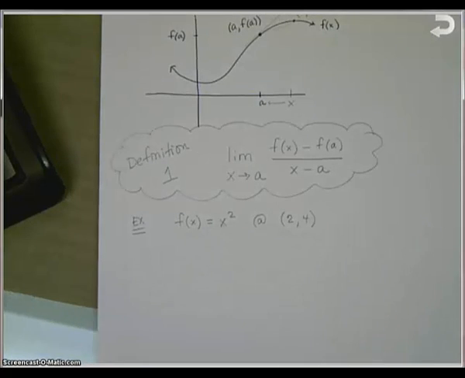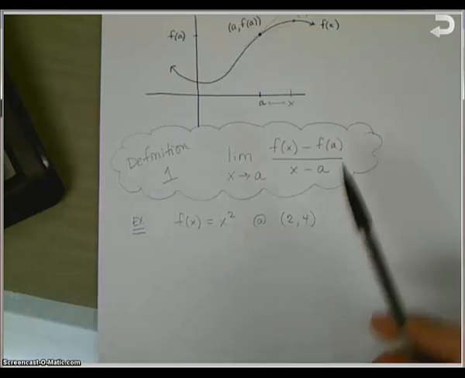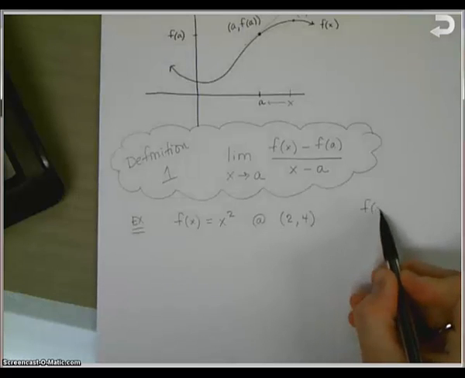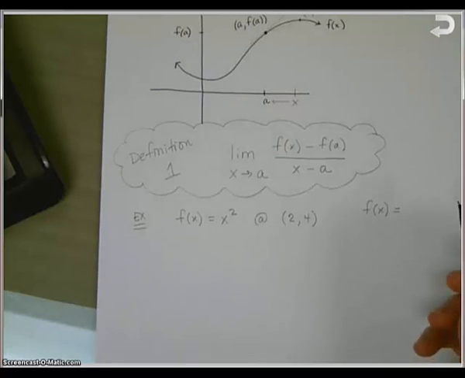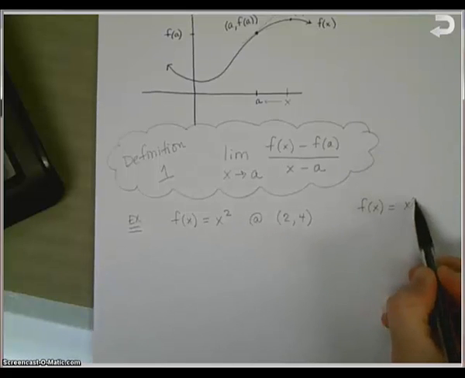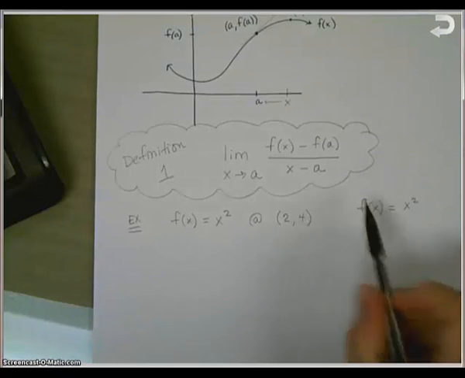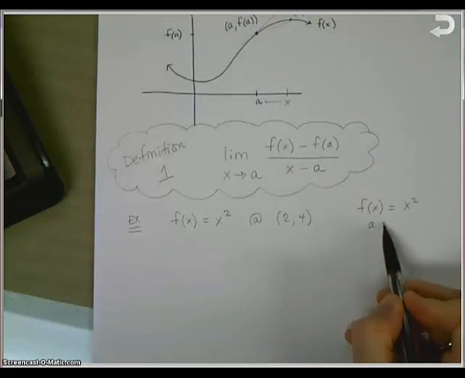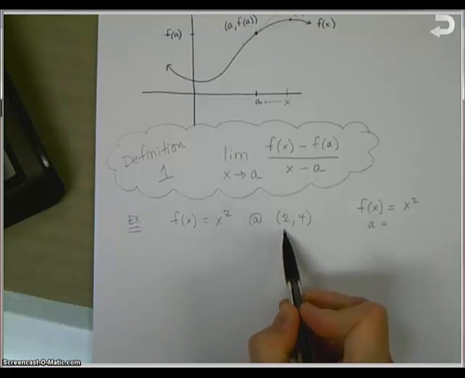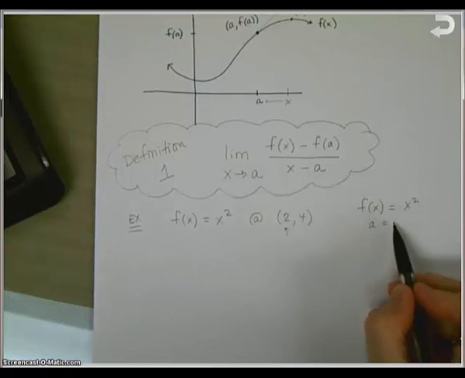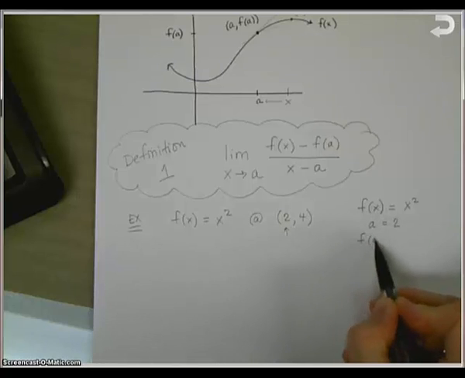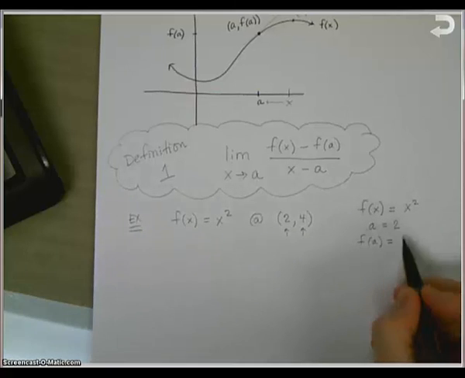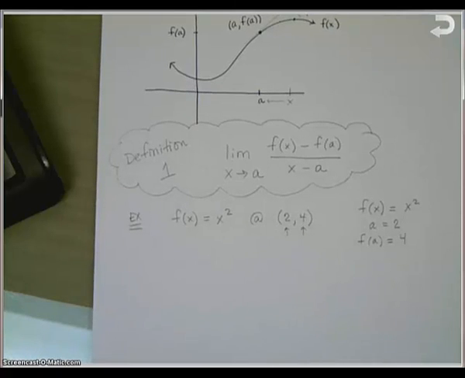And so looking back at our cloud here in definition 1, we need to know some things. We need to know what the function is. When you approach these problems, I recommend that you come off to the side and list all the things you need to know. So f of x is x squared. We need to know what f of a is, and we need to know what a is. Our a is really our x coordinate of our point of interest. So a is 2, and that makes f of a, the y coordinate, 4.